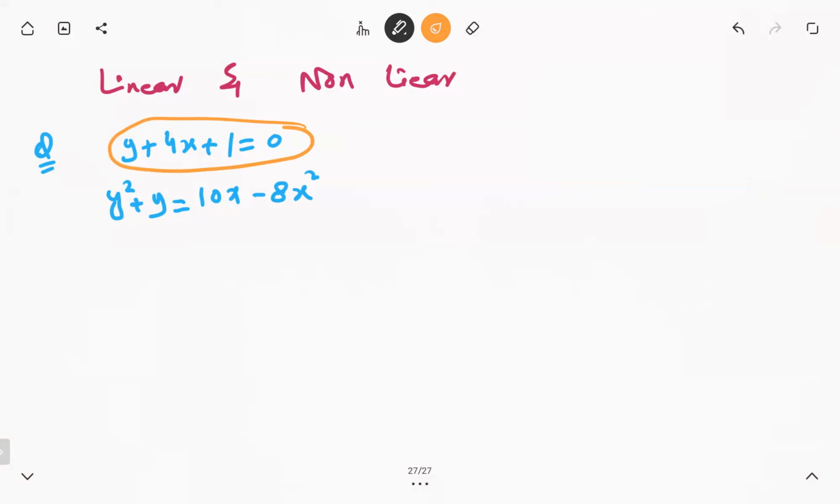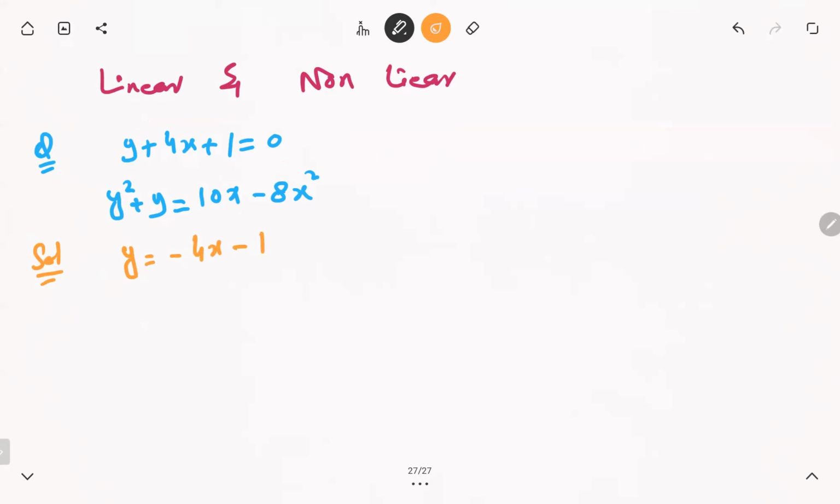You can make x the subject as well, but in that case you will get x equal to minus y minus 1 over 4. If you make x the subject, you will get a fraction form. But if you make y the subject, that will be comparatively an easier form. So I think we should go for y. So let's make y the subject. So y is equal to minus 4x minus 1. So you have made y the subject.